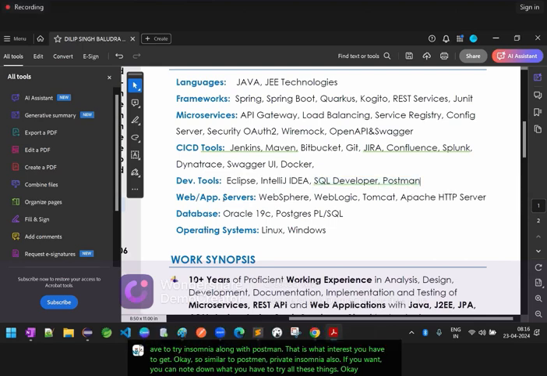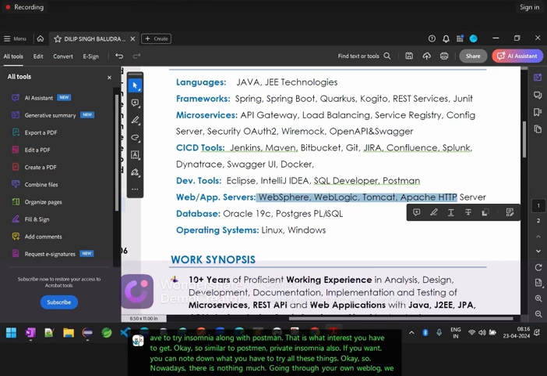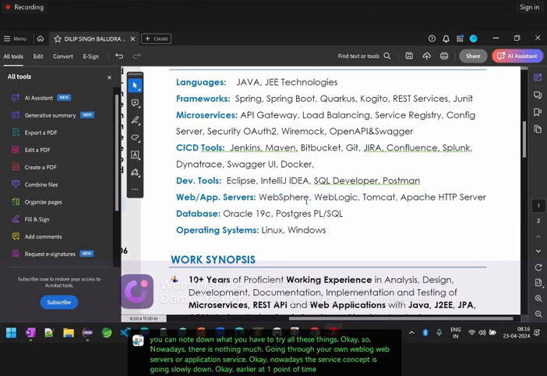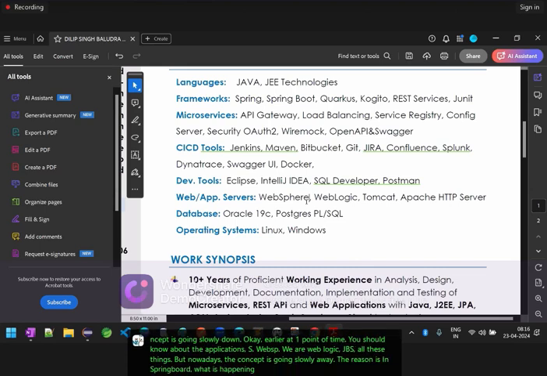Nowadays, there is not much going on around web servers or application servers. The server concept is slowly going down. Earlier, at one point of time, you should know about application servers like WebSphere, WebLogic, JBoss, all these things. But nowadays the concept is slowly going away. The reason is, in Spring Boot, are you worrying about Tomcat servers or web servers? No, right? Internally, it comes with an inbuilt server.